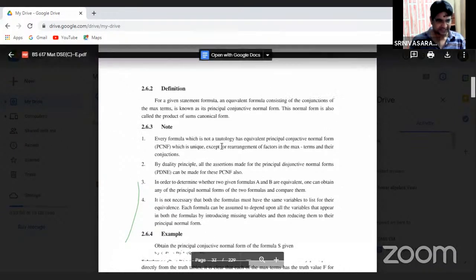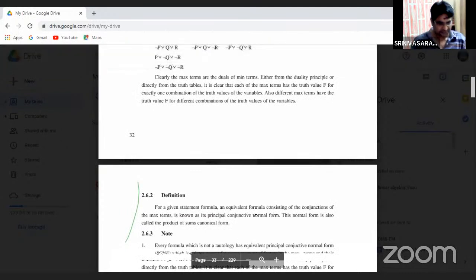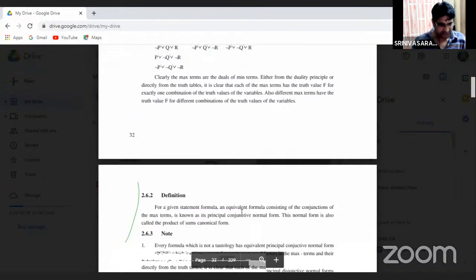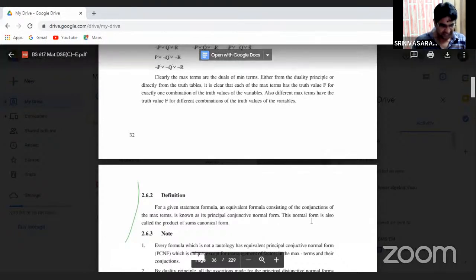Just now he explained the definition of product of sum. Principal conjunctive normal form is also called the maximum normal form. For a given statement formula, it is an equivalent formula consisting of the conjunction of maximum terms. Minimum terms mean principal disjunctive; maximum terms of the conjunctive normal form make the principal conjunctive normal form. Sometimes that is also called product of sums, the product of sums canonical form. That is also said to be the principal conjunctive normal form. It completely depends upon the maximum terms of the CNF.